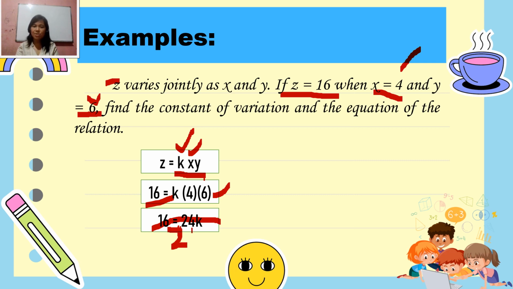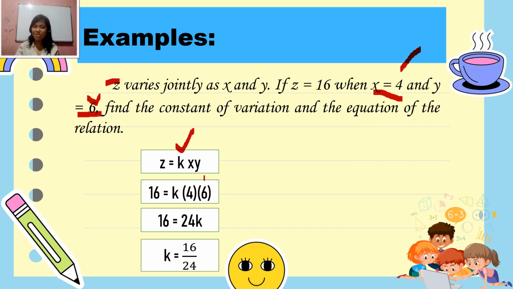So, divide mo siya both sides ng 24. Okay? So, divide both sides by 24. Since hindi naman kayang i-divide yung 16 by 24, so yung gagawin mo is just to reduce to lowest term. So, from 16 over 24, divisible naman siya by 8. So you have 16 divided by 8 is 2, and then 24 divided by 8 is 3. So K is equal to 2/3.